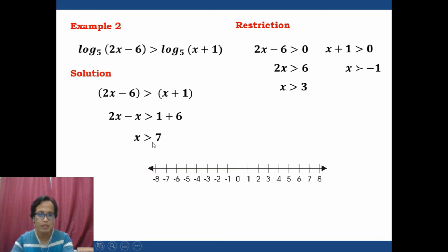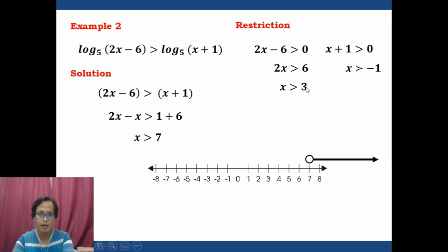Since that is greater than, with no equal, meaning it is not greater than or equal to, we need to use a hollow dot or an unshaded dot. So a hollow dot. This is positive 7. Now since this is greater than, our arrow goes to positive infinity. Okay, greater than. Now let's proceed to the second inequality.